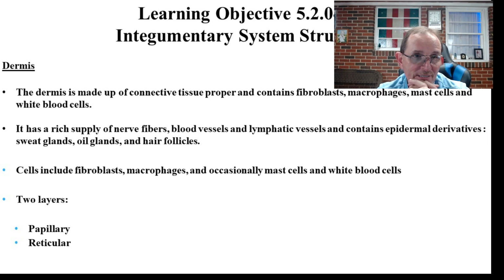Now, the epidermis, being epithelial tissue, has no blood supply. The dermis, on the other hand, has a great blood supply, nerve fibers, lymphatic vessels, the lymph nodes. Have the glands that come from the epidermis, not directly. It's more like they have a common ancestor. The sweat glands and the oil glands and the hair follicles.